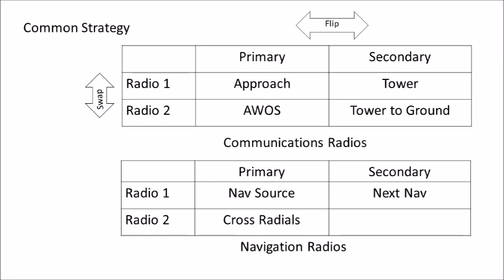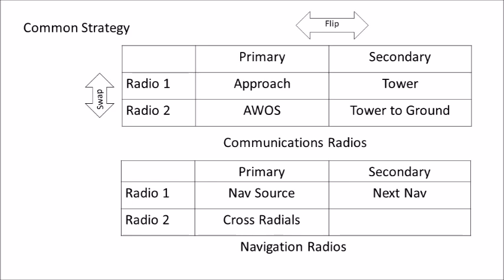So here's a schematic of a typical radio setup. I have 4 slots available for communications and 4 slots available for navigation. And I can flip between primary and secondary, or I can swap between radio number 1 and radio number 2. Most people set things up the way I've depicted here. Particularly en route, I might be on approach and then plan to do a flip to tower as directed. They'll put secondary information like AWOS and maybe ground in the secondary radio.